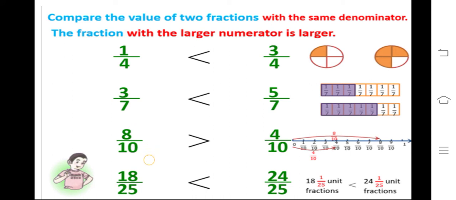8 by 10 and 4 by 10. 8 is greater than 4, so we'll use the greater sign. So again I am saying, smaller the numerator, smaller the value. Greater the numerator, greater the value. I hope you understood. Here you see 18 by 25 and 24 by 25. 18 by 25 is lesser because 18 is less than 24. So it is lesser.